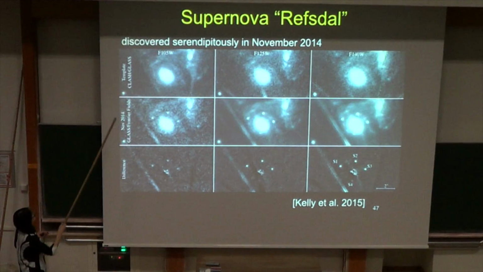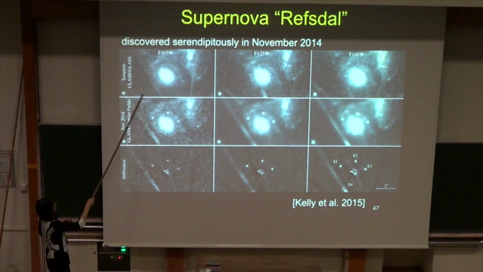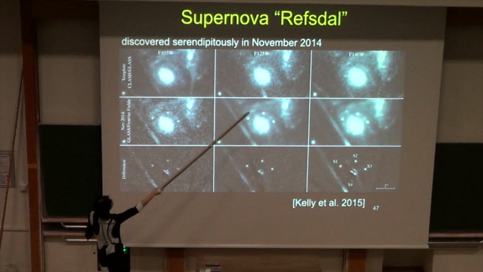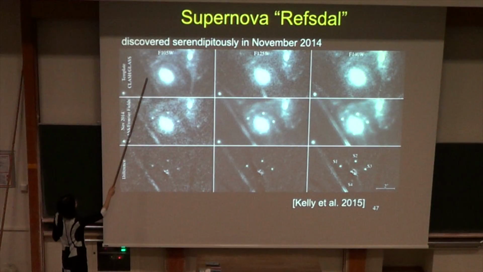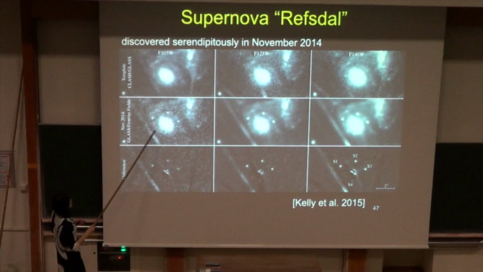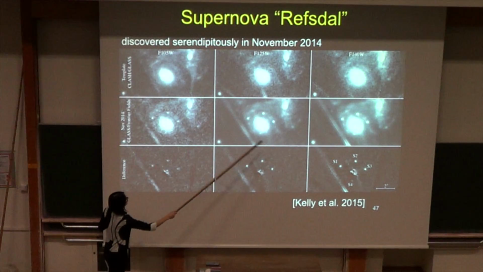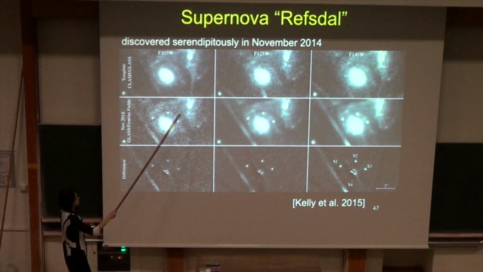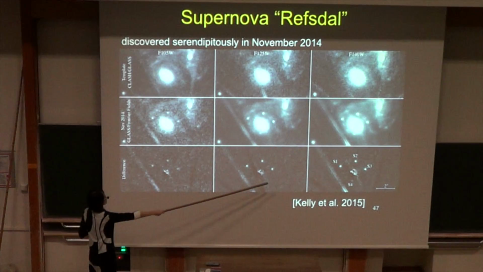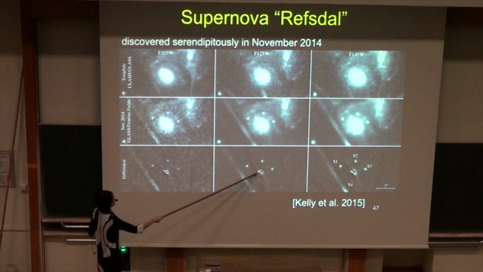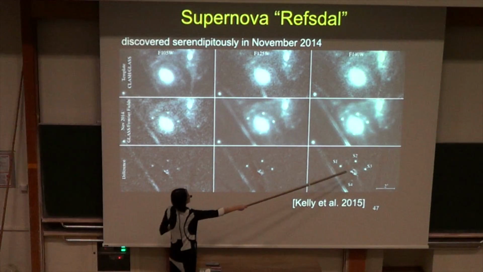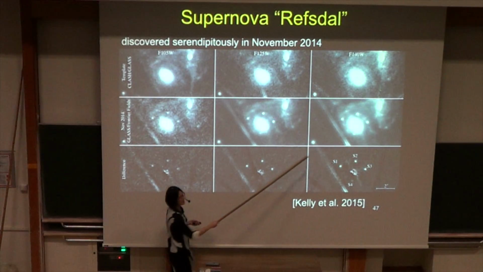Shown here are the observations of that panel in different HST filters before 2014 at the top, and this is observed in November 2014. If you take the difference between the first two rows, this is the difference image at the very bottom. You see that there are these extra point sources that happen around this cluster member.